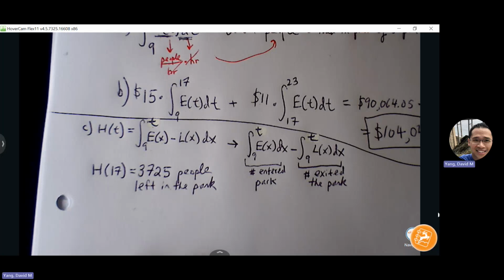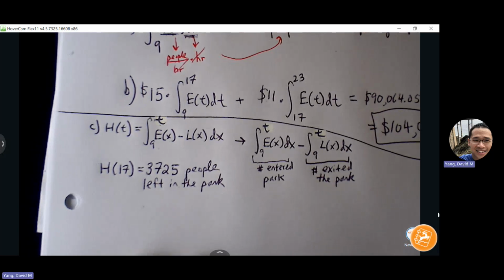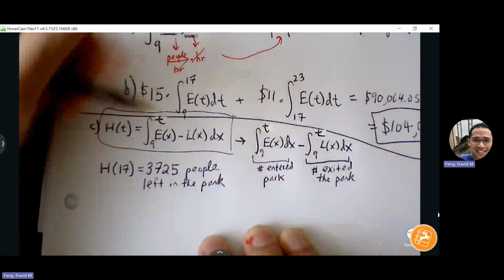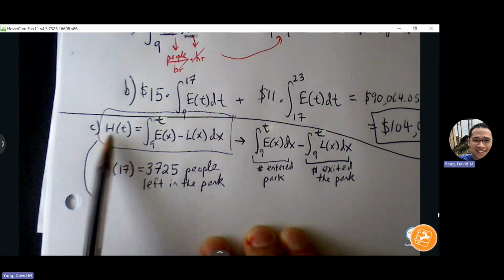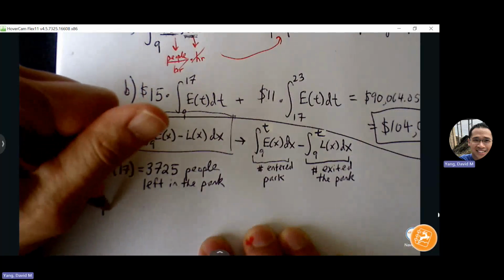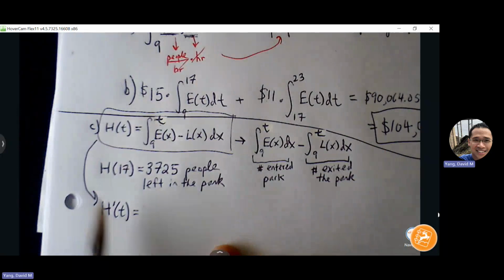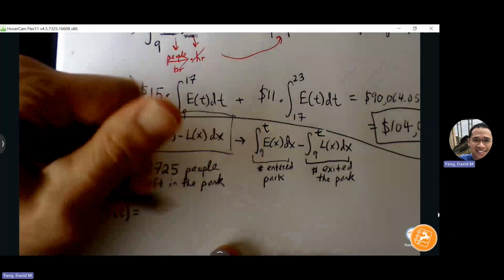Next part, find the value of h prime of 17. So h prime of 17 means we've got to take the what? Derivative. Let's do h prime of t first. Let's build the derivative and then we can work in the 17, right? So I'm going to do h prime of t. If I want to find the derivative of this, what do you think is needed here? Do you guys remember?